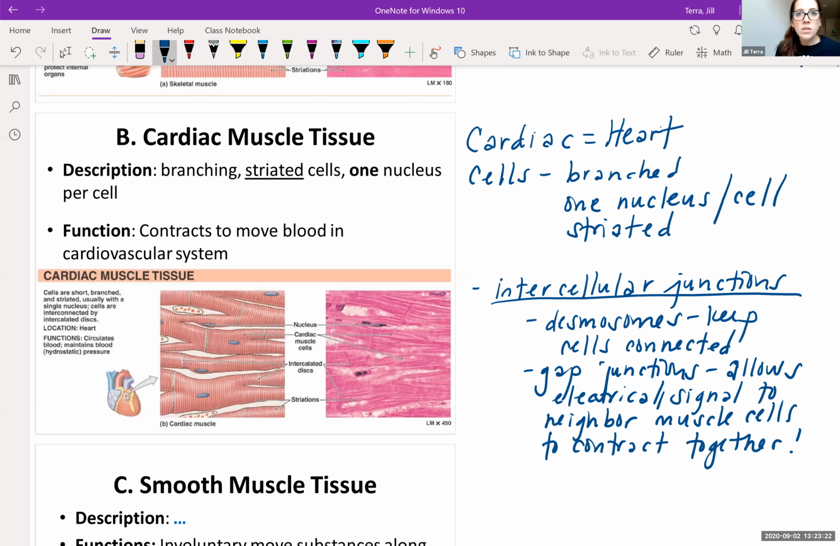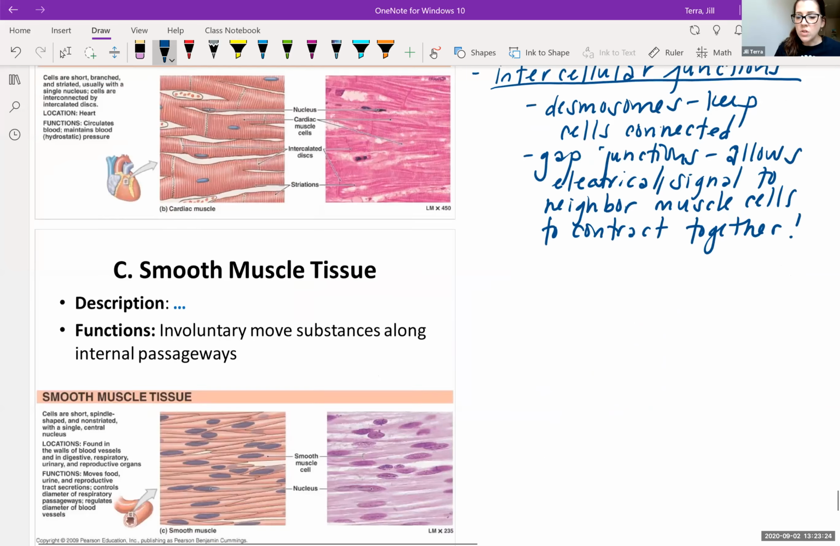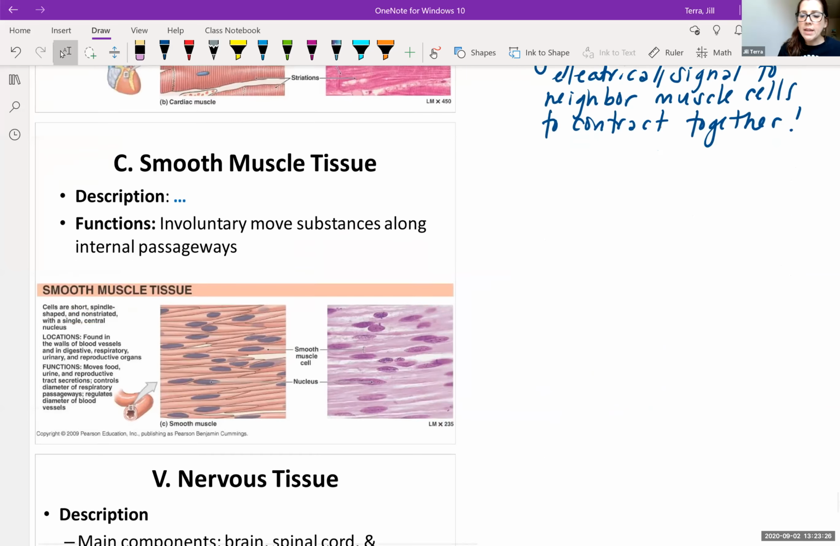The last type of muscle tissue is called smooth muscle tissue, and it is called that because it does not contain any striation, so it has a smooth appearance to it.